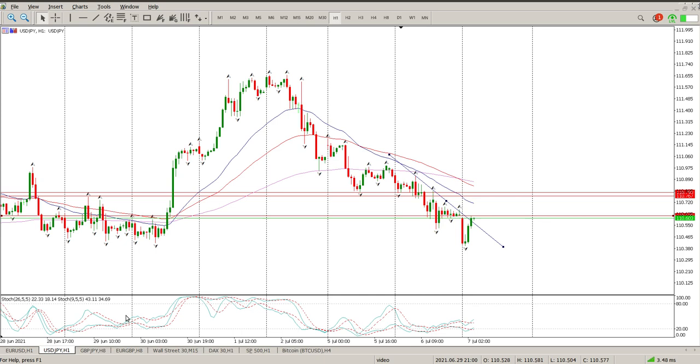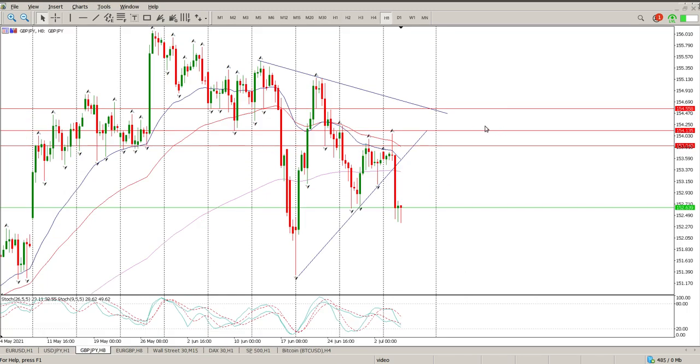Yeah, so I think for this one we'll just wait and see. I think the trend is down, so you should be looking for opportunities to short it. British pound, Japanese yen. Massive move yesterday to the downside. We've got some buyers coming in off the bottom here.